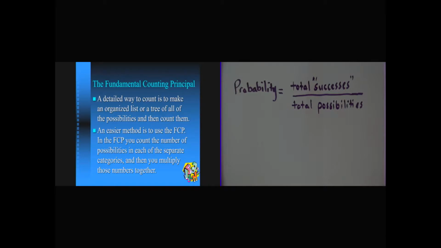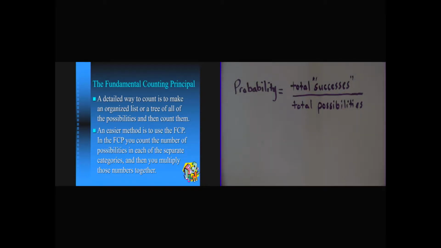Or now you have a shortcut. So an easier method is to use the fundamental counting principle, or for short, we'll put FCP. In the fundamental counting principle, all you have to do is count the number of possibilities there are in each of the separate categories, and then you simply multiply them together. So you had practiced that, okay?